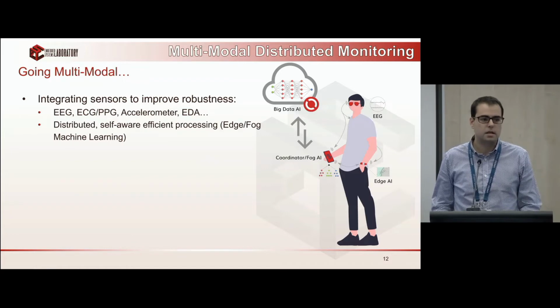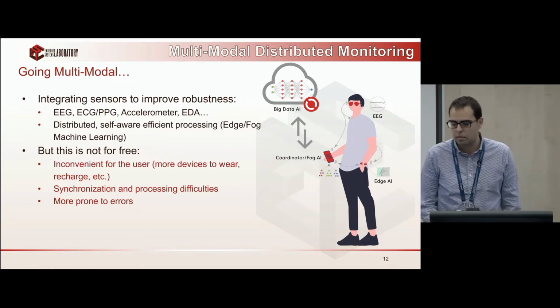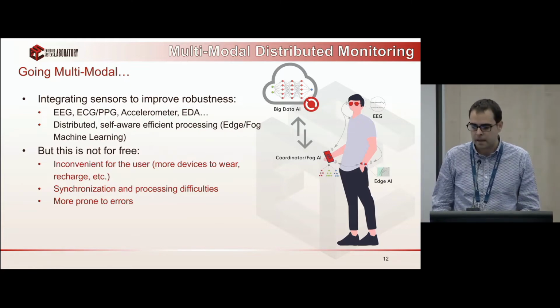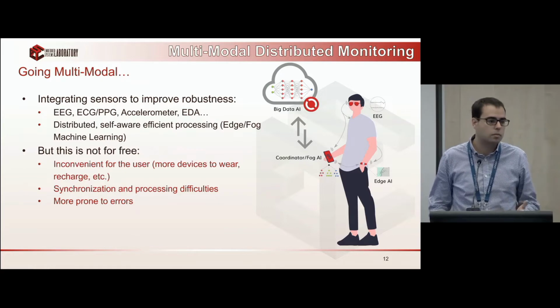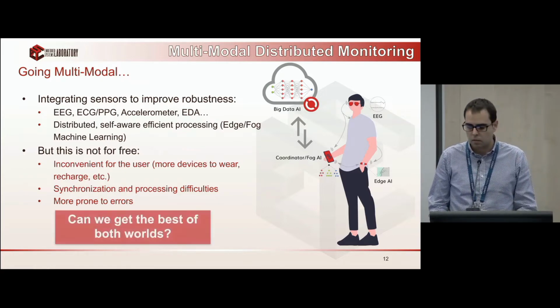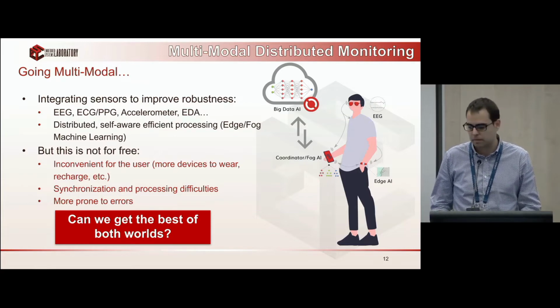However, this strategy has some drawbacks. It is rather inconvenient for the user to add more and more wearable devices. So you have more devices to wear, more devices to recharge, etc. Then it is difficult to synchronize and process all the data, and it is more prone to errors. So is it possible to get the best of both worlds? I mean, having the robustness of a multimodal system, but using only one type of signal? Well, the answer is no, but almost.